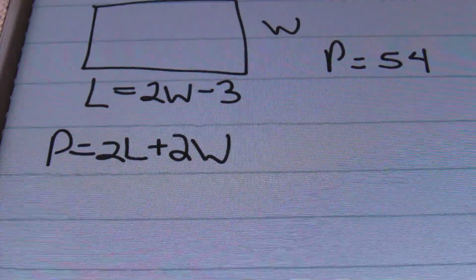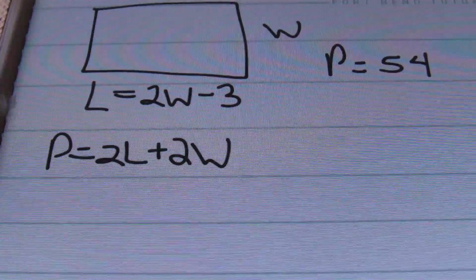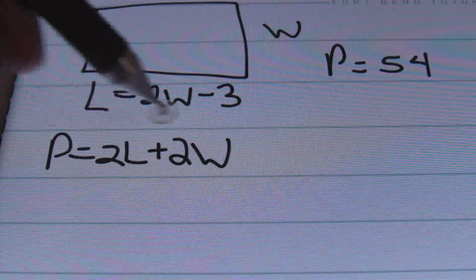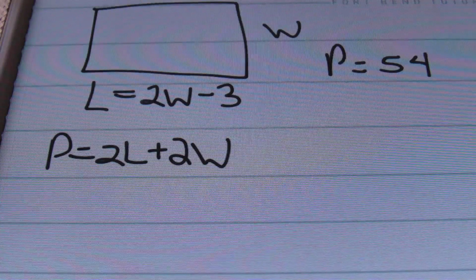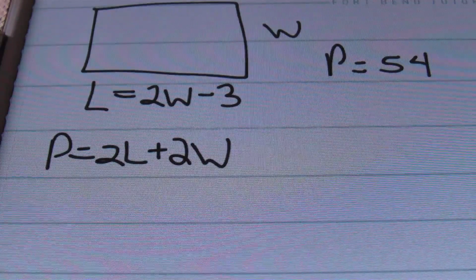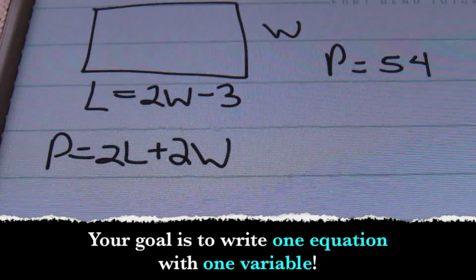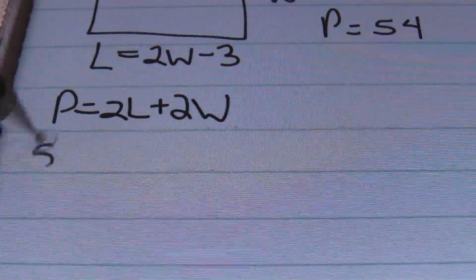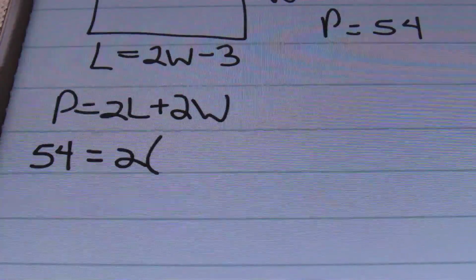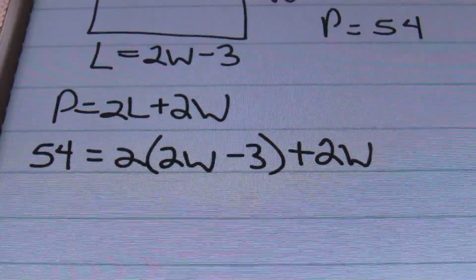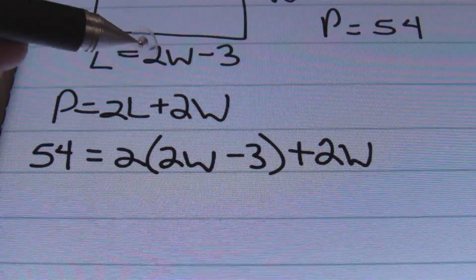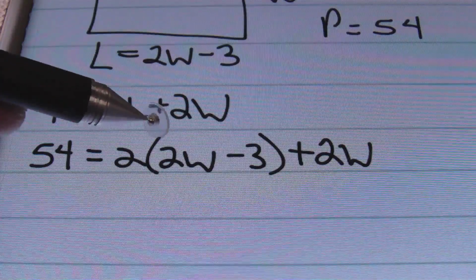So being as though I have my diagram now, I have it labeled, and I have the formula for the perimeter of a rectangle, I'm going to replace all the values that I can in my formula with the given information, so that hopefully I'll end up with one equation with one variable. That's always your goal when you're solving word problems, to be able to write one equation with one variable. So next I'll be replacing P with the value of 54, which was given to me. I know that my length is 2 times the width minus 3, plus 2W. They defined the length for us and told us that it was 3 less than twice the width, so I'm replacing that L with 2W minus 3.